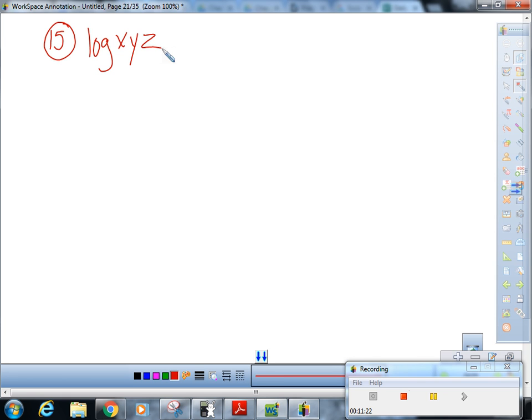Okay, so this time it says expand. So we want to take our multiplication and change it into what? Addition. Very good, Akmal.